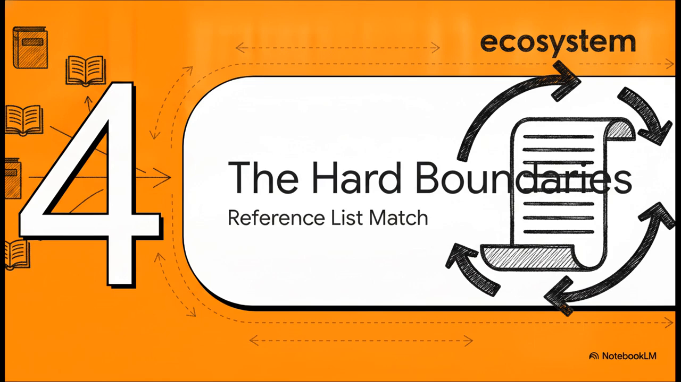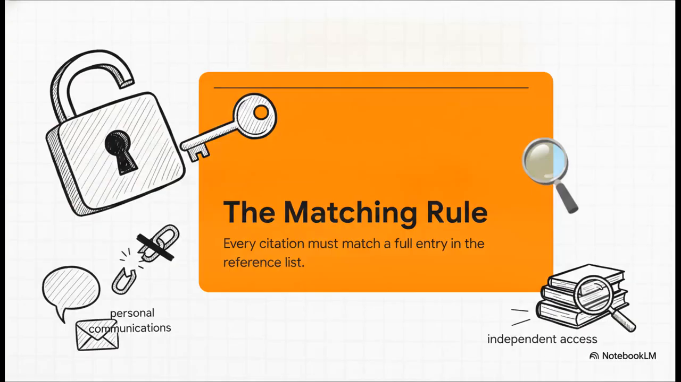All right, Section 4. The hard boundaries. The reference list match. Enter the matching rule. This is a totally non-negotiable, hard boundary in academic writing. Every single in-text citation you write absolutely must match a full, detailed entry in your reference list at the very end of your document. They do not exist in a vacuum, they're part of a tightly sealed ecosystem. Think of your in-text citation as a key, and the reference list as the lock. If the key doesn't fit a lock at the end of your paper, the entire system breaks down and your reader is left completely stranded.